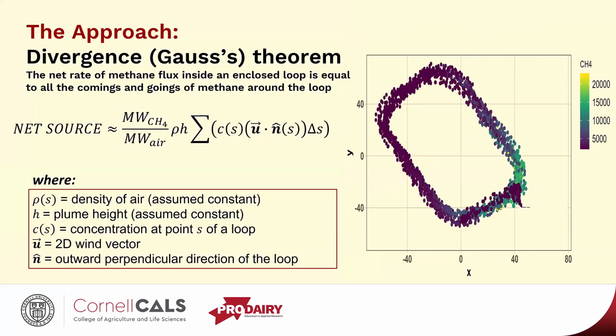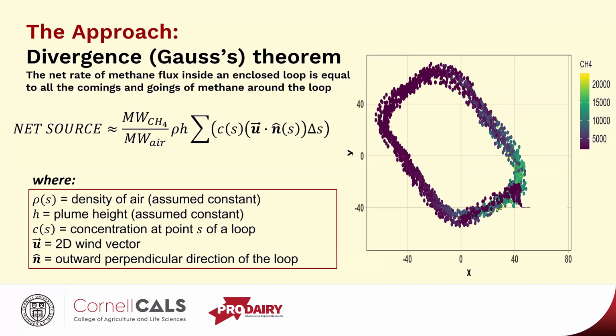So this is the technical approach here. Essentially we're using Gauss's theorem, and the idea is the flux inside of an enclosed loop is equal to everything coming and going. And so, as we walk around a manure system and collect these concentration data, we can use this modeling effort to get at a flux rate, right?